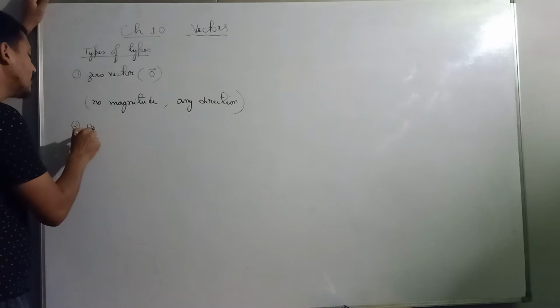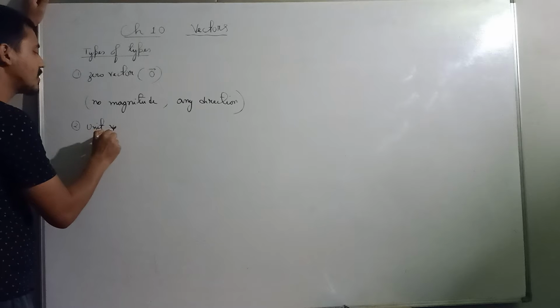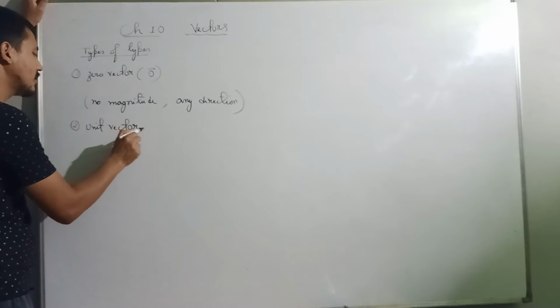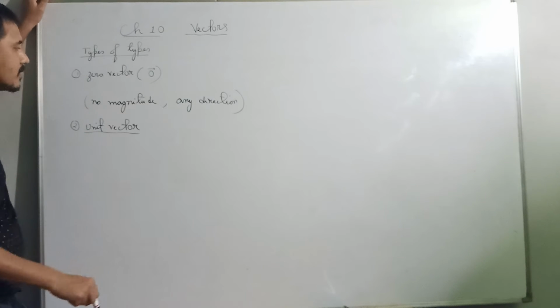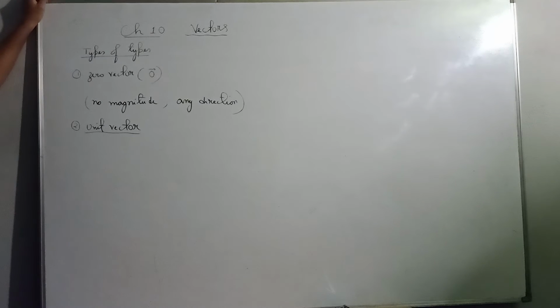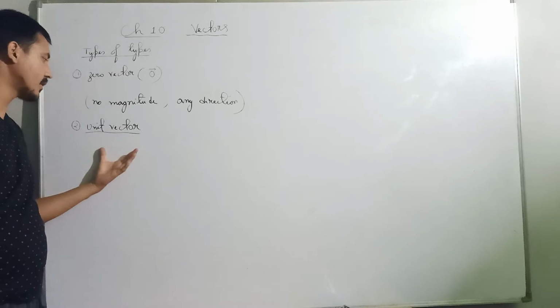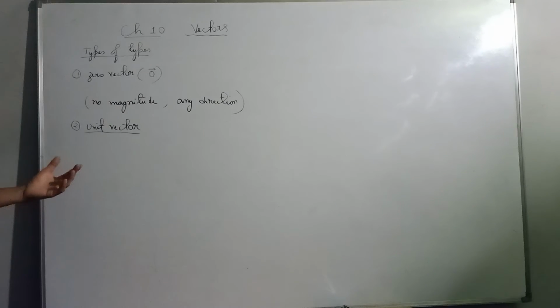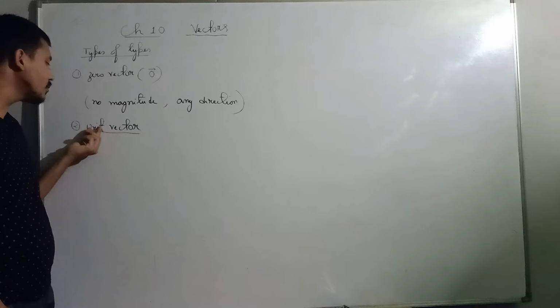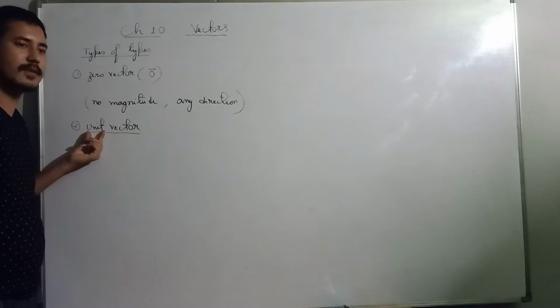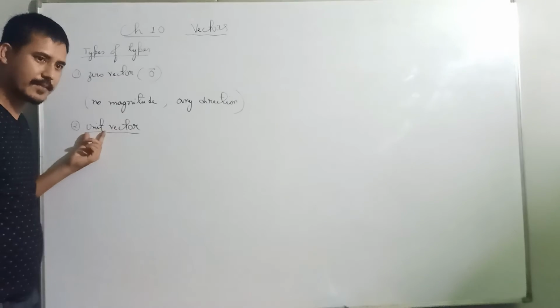Number 2, unit vector. In physics we have been studying only unit vectors till now. What is a unit vector? I think you can answer that. Unit means what? Magnitude 1, no?